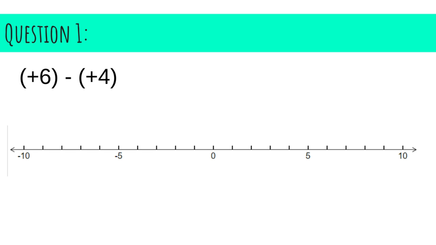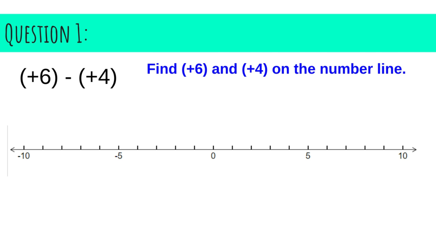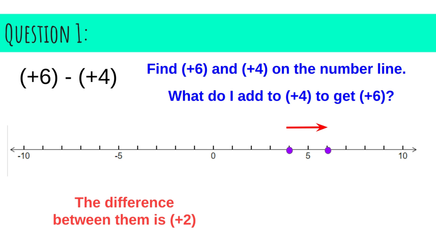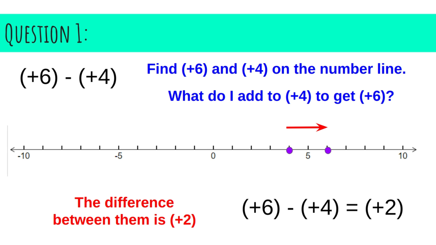Here's our first example, positive 6 minus positive 4. We know the answer to this question already, but let's see how we might model it using the distance between points on a number line. I'm going to find positive 6 and positive 4, and I'm going to think about what do I add to positive 4 to get me to that positive 6? Or what's the difference between those points? I have to go 2 in a positive direction. So the difference between those points is positive 2.